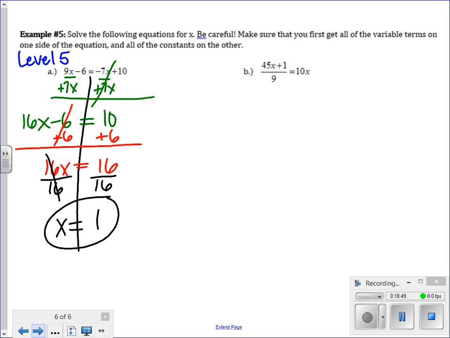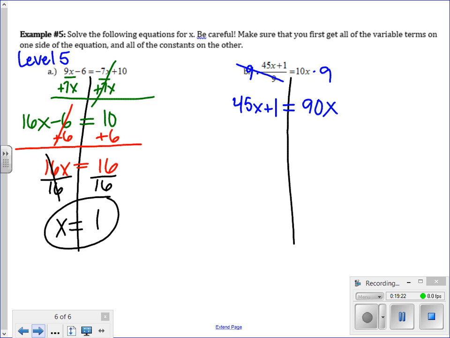All right, last problem here. We had to include a fraction for you. Now I have x on both sides of the equal sign, and I have a fraction. Now, it does not look like there's anything on the left that's going on that's not in the fraction. So to start this problem, I'm going to multiply both sides by 9, because that's then going to get rid of the fraction for me. The 9's cancel off, and I end up with 45x plus 1 equals 90x.